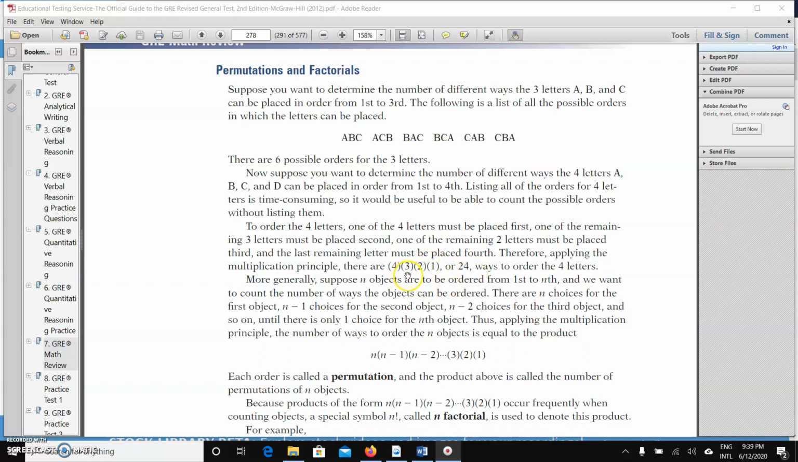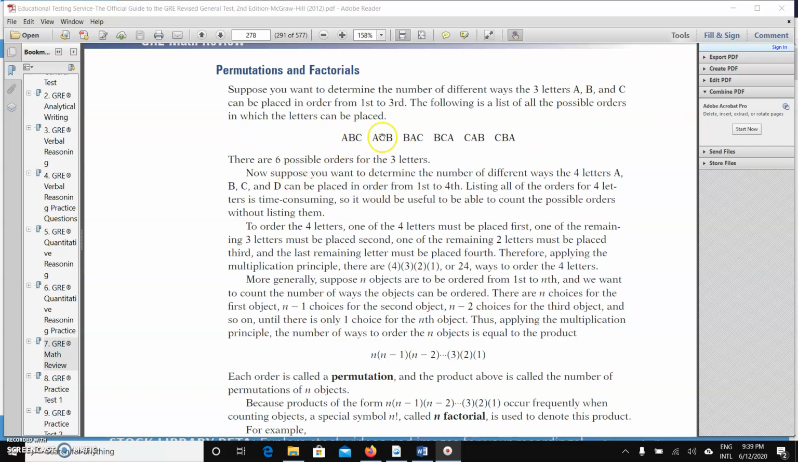This is different from the multiplication principle. Don't get it wrong. This is just the number of arrangements of a number. Talking about arrangement here, for example, these 3 alphabets can be arranged. If it's 3, that's 3 factorial, which is 3 times 2 times 1. That gives you 6. That's why they put 6 here.